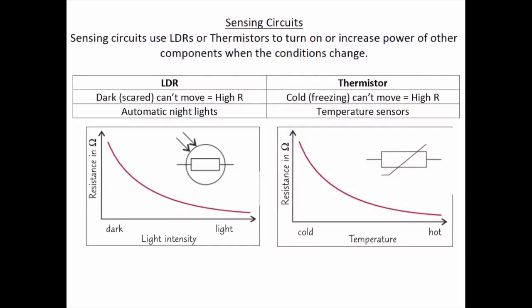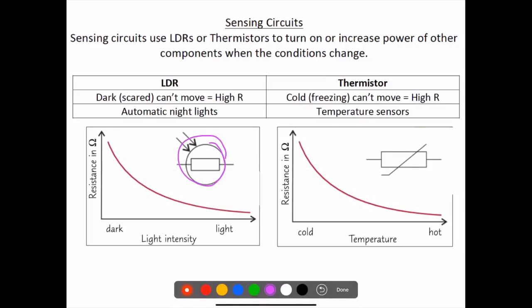Now, sensing circuits. Sensing circuits are used in, for example, automatic night lights or in automatic fans that turn on when your computer gets too hot. So you don't actually have to do anything. The component itself will detect the surroundings when the conditions change, and it will automatically turn the circuit on or off. Now, you've got 2 main types of components which are included in sensing circuits. You have LDRs, which are used in circuits involving light, and thermistors for circuits involving heat.